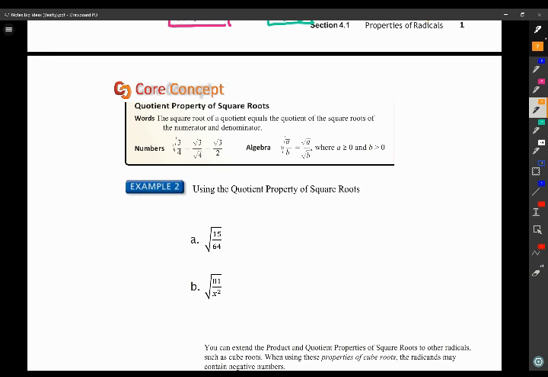Or if it's got letters, if it's square root of a over b, then it's the square root of a over the square root of b. And the only thing we have to remember is that we want to make sure that a is positive because we can't take the square root of a negative. And we want to make sure b is not 0 because we don't want 0 in the denominator.